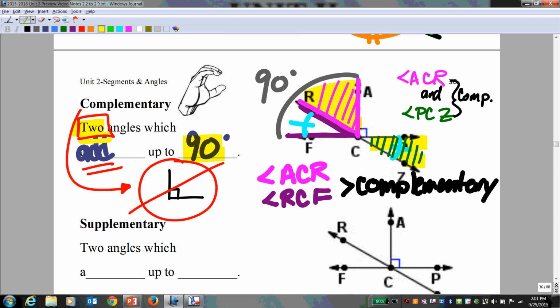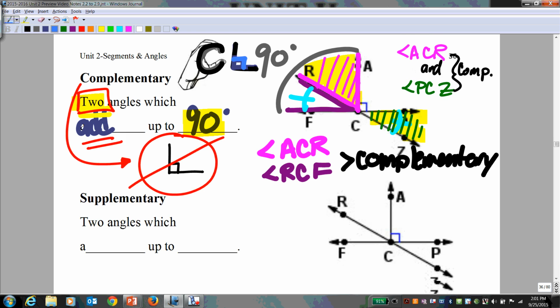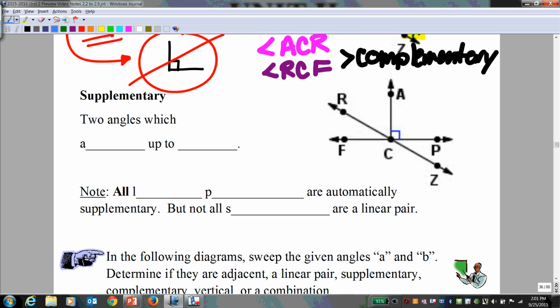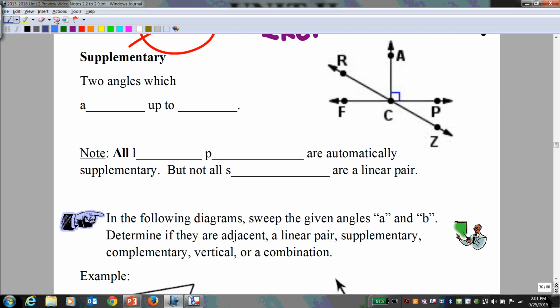The way I remember it is if you make your hand like a sign language C, complementary adds up to 90 degrees. Complementary, associate that C, complementary adds up to 90 degrees. Complementary goes with 90. Not to be confused with supplementary.